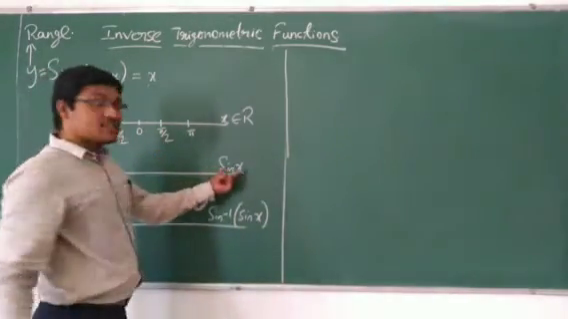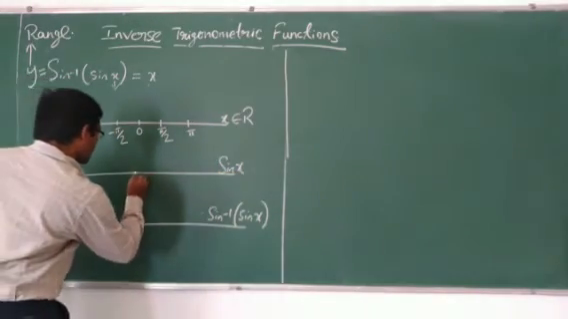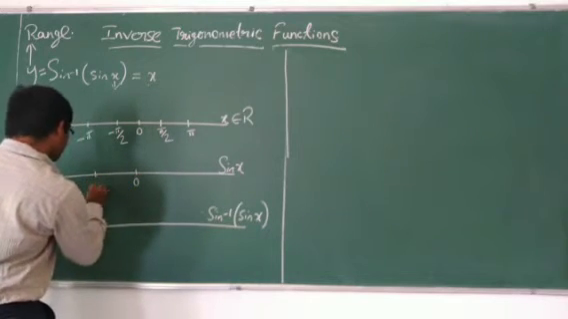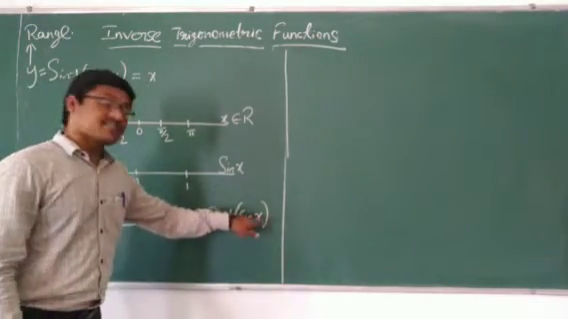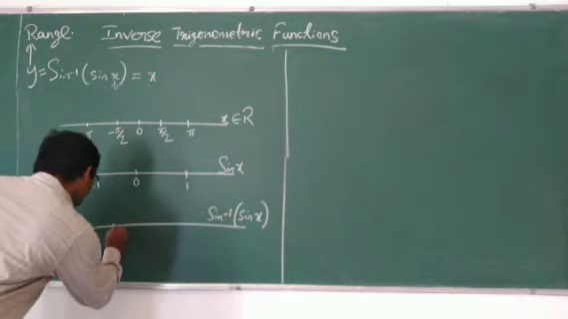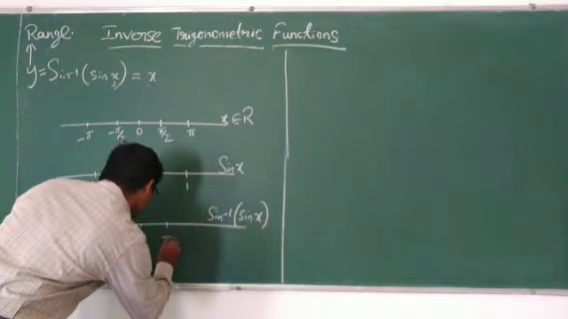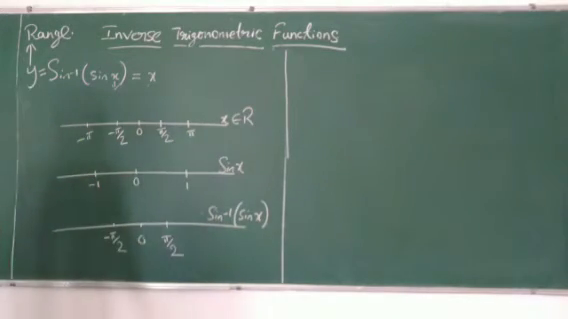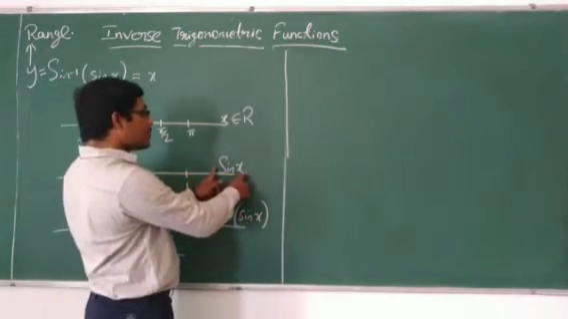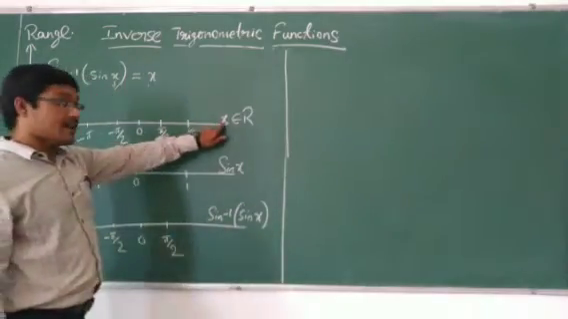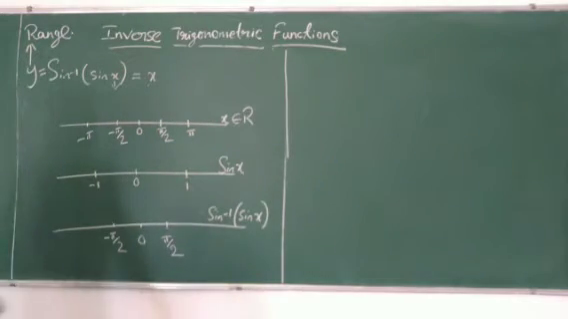Sin x. What is the range of sin x? The range of sin x is only from -1 to 1. So I take 0, -1 and 1. What is the range of sin inverse of sin x? This range is minus pi by 2, 0, pi by 2. So here I am taking only the range of sin inverse of sin x, here only the range of sin x. Here I take x. X is nothing but the domain, so I take entire real numbers.